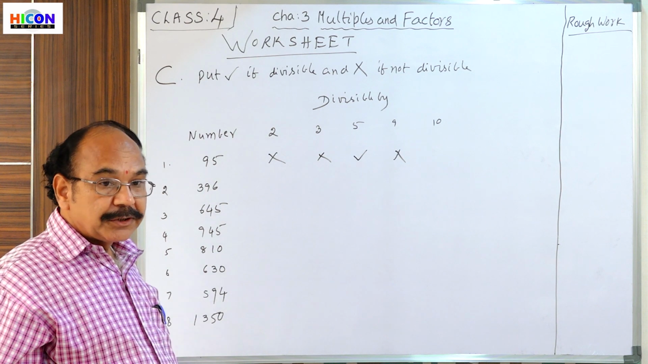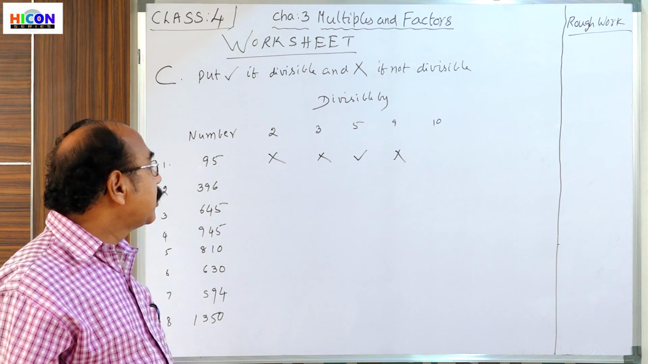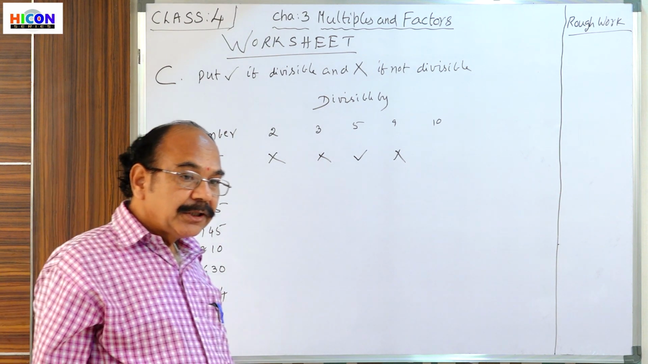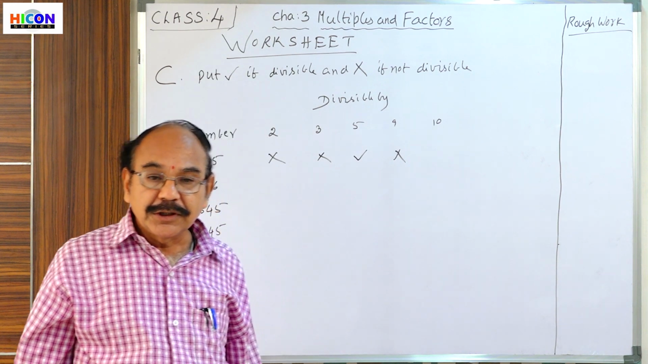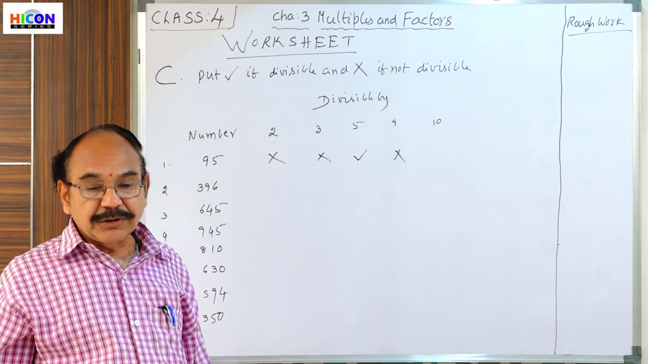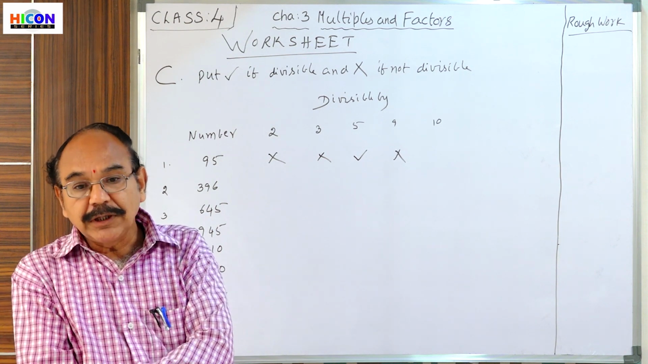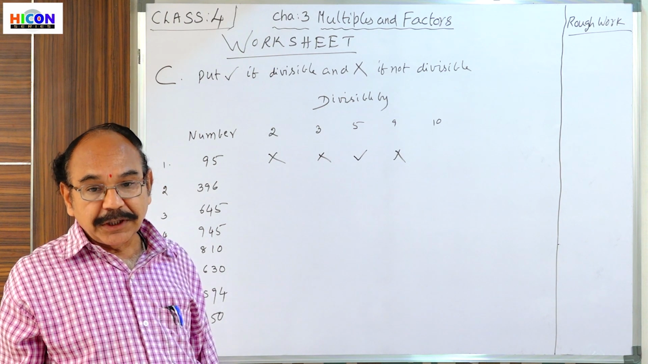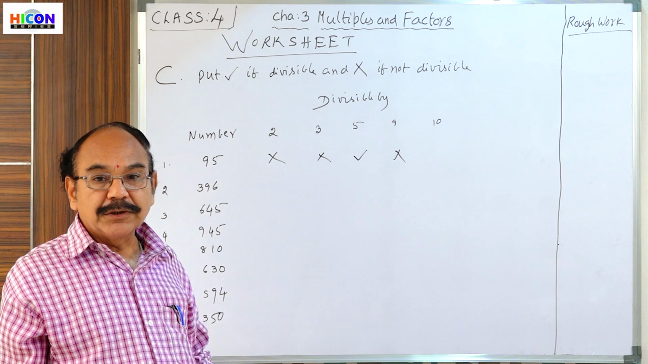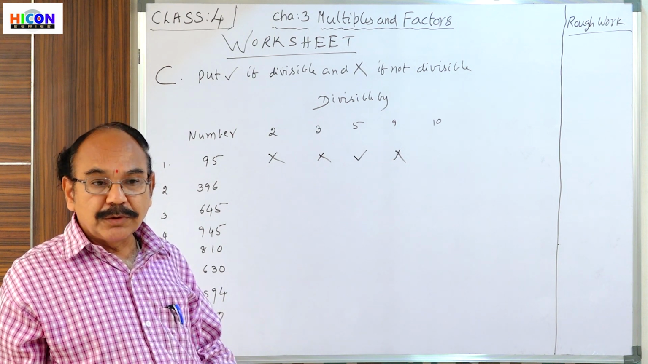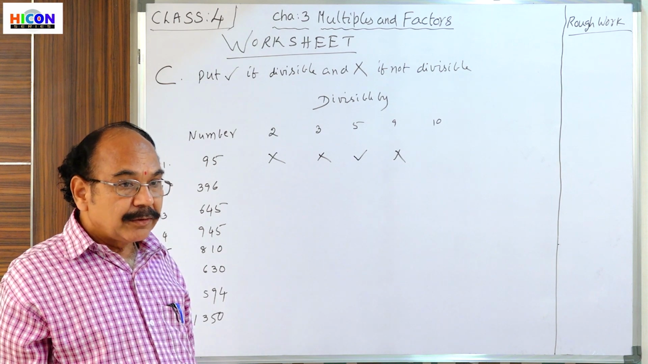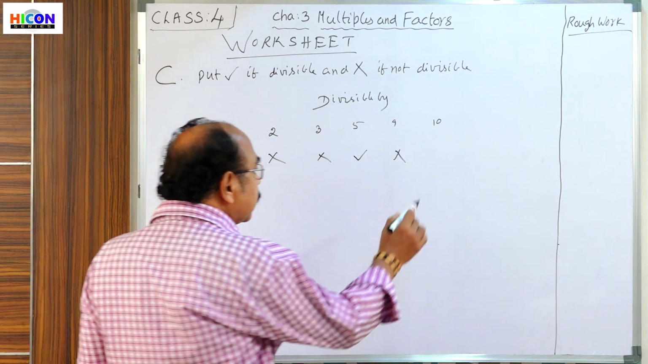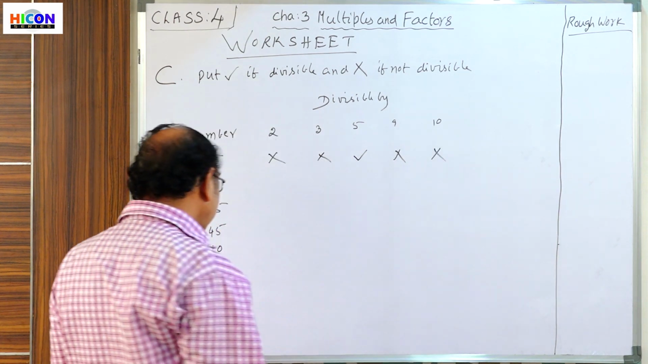Next, 10. Is the number divisible by 10? What do we say here? No, we write. Why? Because what is the condition here? If the units digit of a number is 0, then only the number is divisible by 10. Otherwise, you can say it in a different way also: if the end of the number is 0, then it is divisible by 10. But here, what is the end of the number? 5. That's why it is not divisible by 10, so we keep a cross symbol.